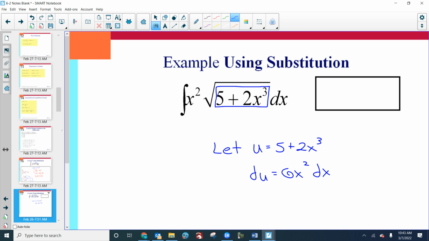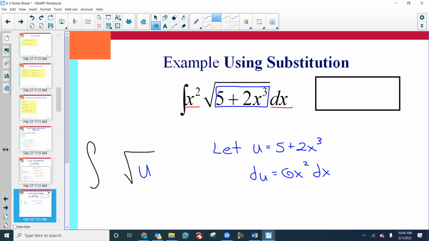So now you have to draw your eyes to the rest of the integrand. I kind of know my setup. I'm going to have an integral. I'm going to have a square root. And I actually already know now that my u is going to go under the square root, right? But if it's a perfect substitution, then what's going to be in red needs to be x squared times dx. Do you agree? I have to eat up the rest of my integrand.